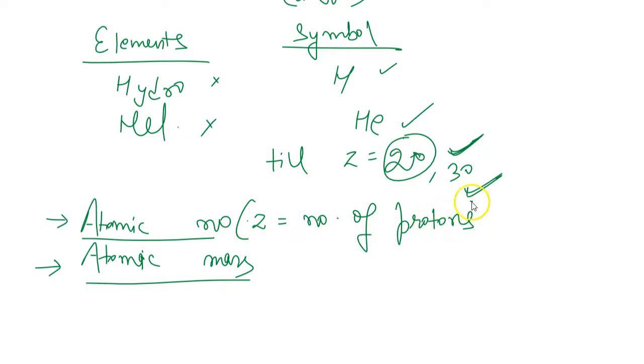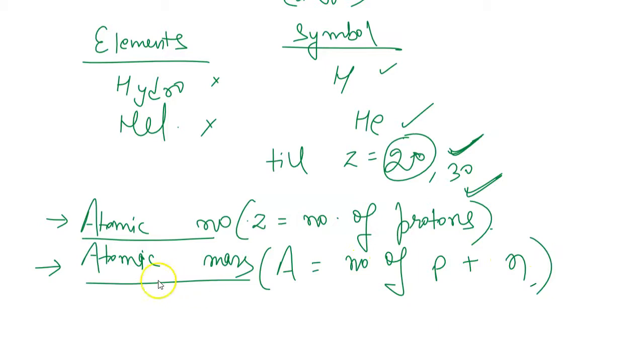What is the total number of protons present in an atom of an element? Atomic mass is represented by A, and this is the sum of the number of protons and neutrons.